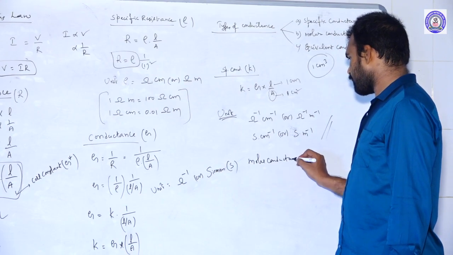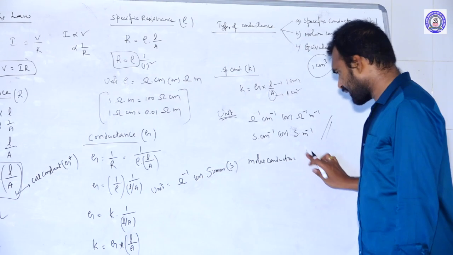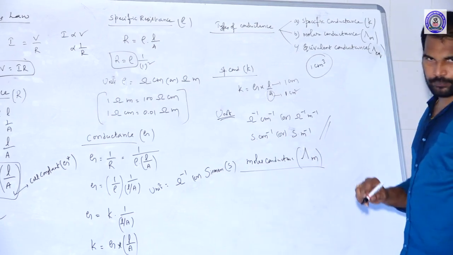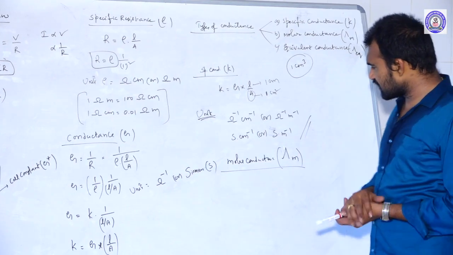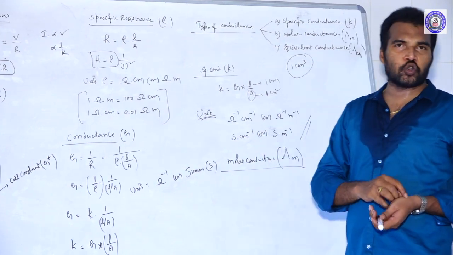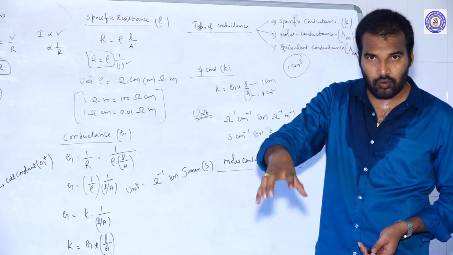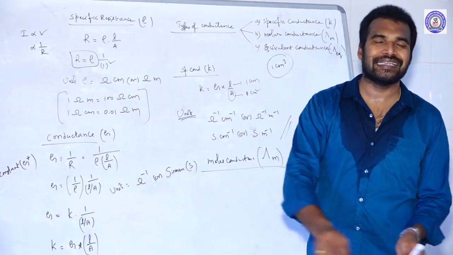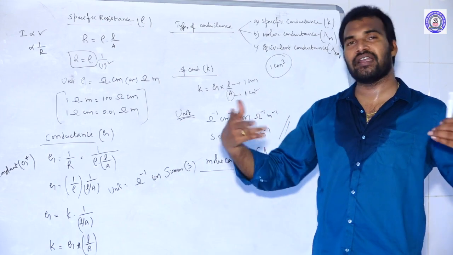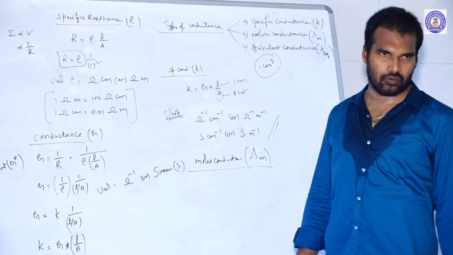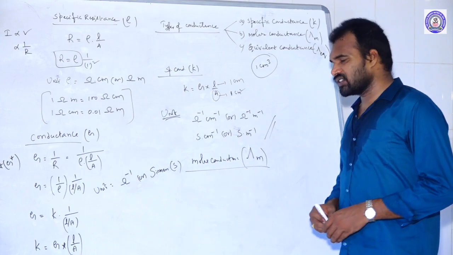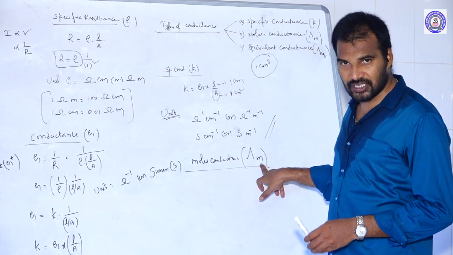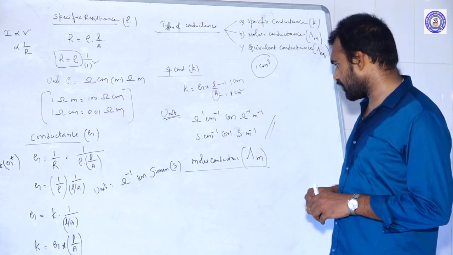The second type of conductance is molar conductance. We represent it with capital Λ M. Simply, it is nothing but the conductance shown by 1 mole of ions, 1 mole of ions which are present between electrodes 1 centimeter apart in length and 1 centimeter square in cross-sectional area. Then that conductance will be called molar conductance. See, in the name it's molar. How many ions do we need to consider? 1 mole of ions only.